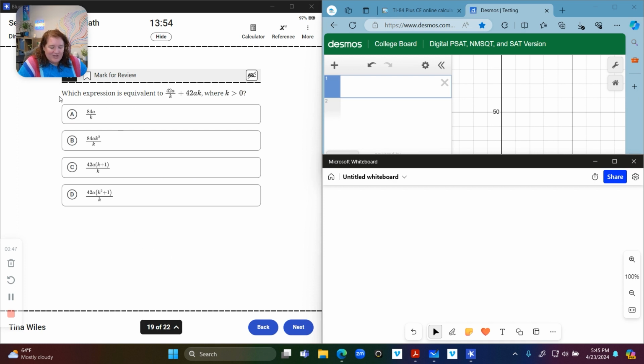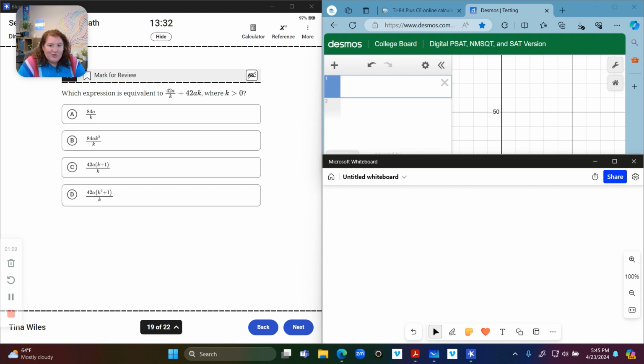And this question 19, which expression is equivalent to 42a over k plus 42ak? And I know seeing a bunch of variables sometimes can throw people off. So I'm going to show you how to solve it algebraically, and then I'll show you another way if you're like, I don't have a flipping clue on how to start on this one.